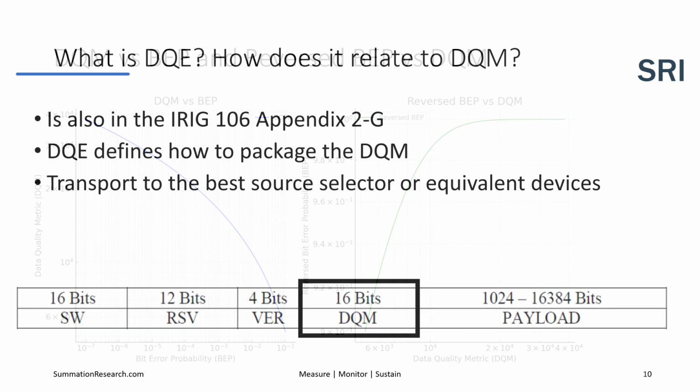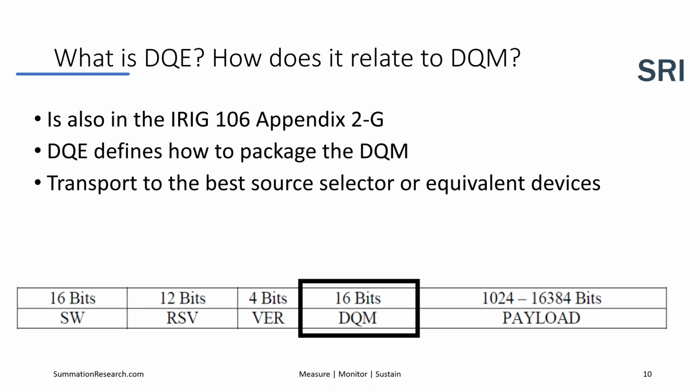Let's look at DQE next. What is DQE? How does it relate to DQM? Data quality encapsulation is also defined in IRIG 106 Appendix 2G. It specifies how to package the data quality metric for transport.